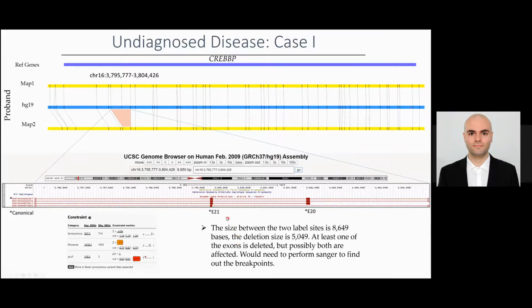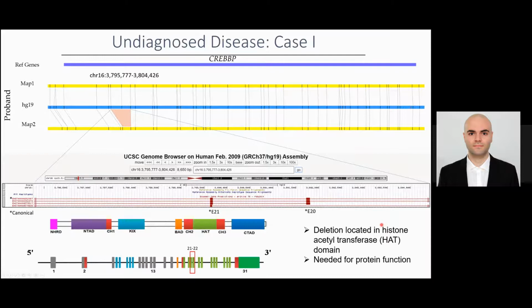Looking even closer, we see that there is a little bit of DNA present between the labels of optical genome mapping, approximately 3 kilobase pairs. So the deletion itself is 5 kilobase pairs, but the distance between two labels is 8 kb, which indicates that the actual breakpoint locations of this deletion can have an error of approximately 3 kilobase pairs.